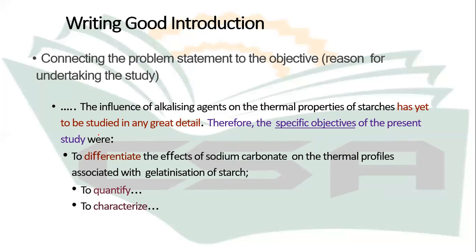So in the example in the slide, the influence of alkalizing agents on the thermal properties of starch. In the background we have studied the use of alkalizing agents in different food products. Here I am discussing that the thermal properties of starch have yet to be studied in great detail. So that was the gap. Now I will differentiate the effect of sodium carbonate on the thermal profiles associated with gelatinization of starch, to quantify and to characterize. These are my research gaps, and these are my objectives, what the objectives of my study are.